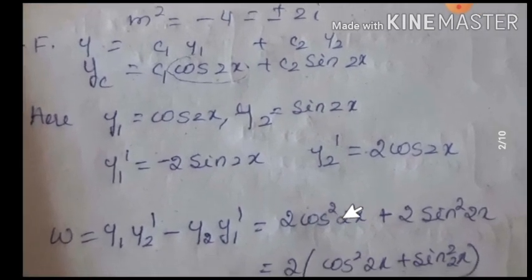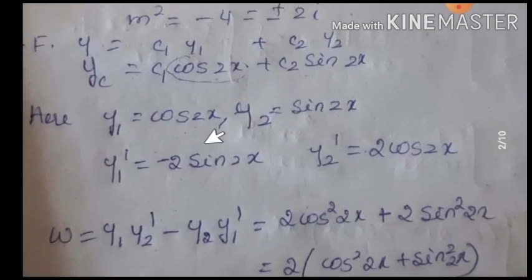And after writing y1 and y2, you came to know from where we are writing y1, y2? From the complementary function. Yes, the coefficient of c1 is y1, the coefficient of c2 is y2. To find the Wronskian constant w, write the derivatives. y1 dash is minus 2 sin 2x. The derivative of sin 2x is 2 into cos 2x.